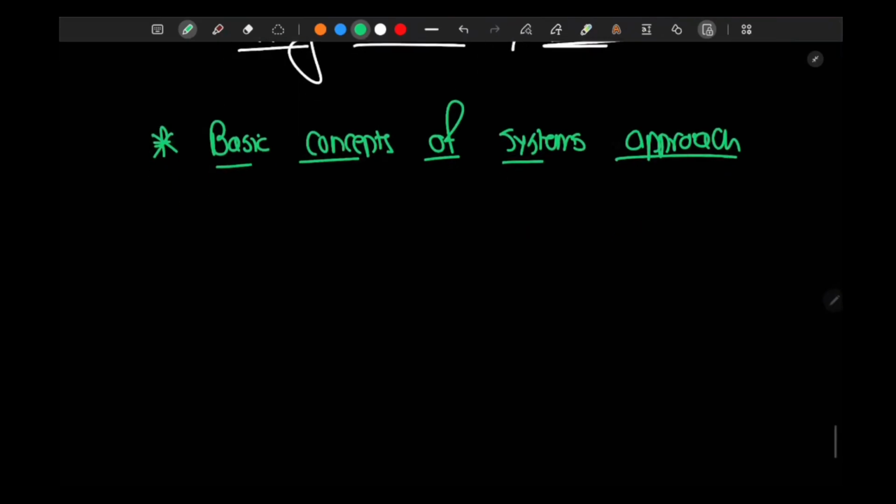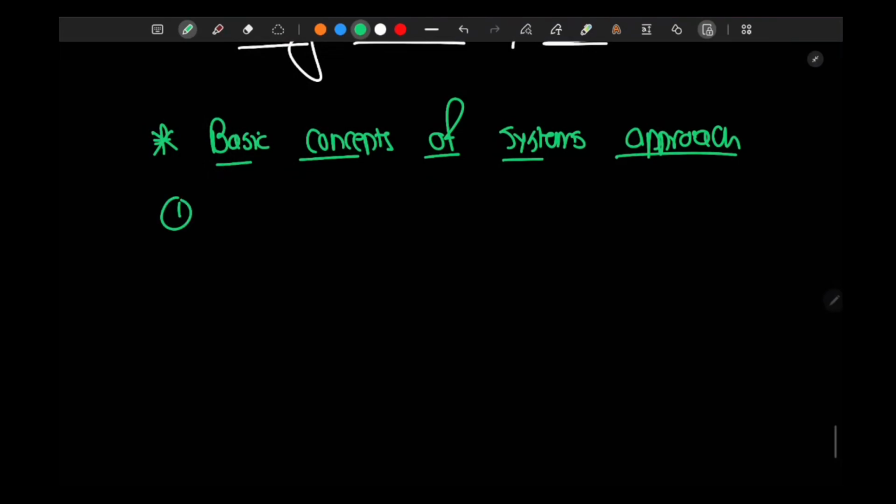Basic concepts of system approach. First concept is system. What is system?